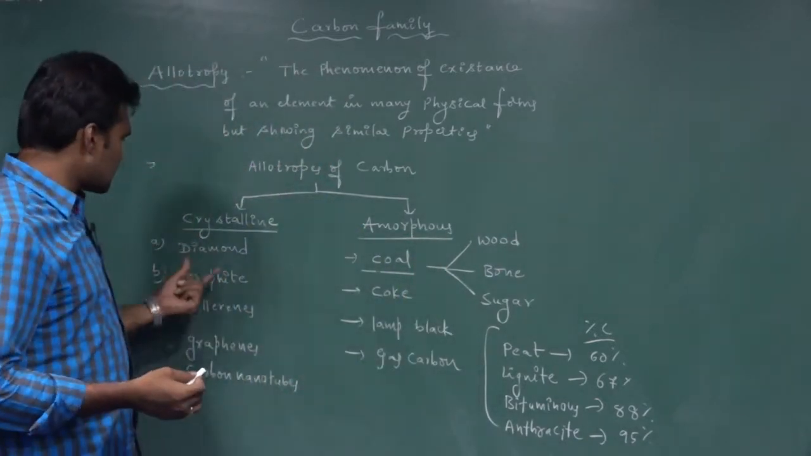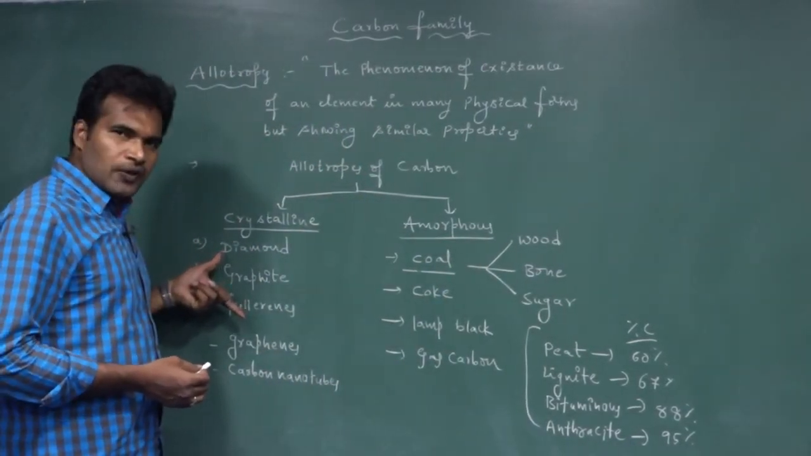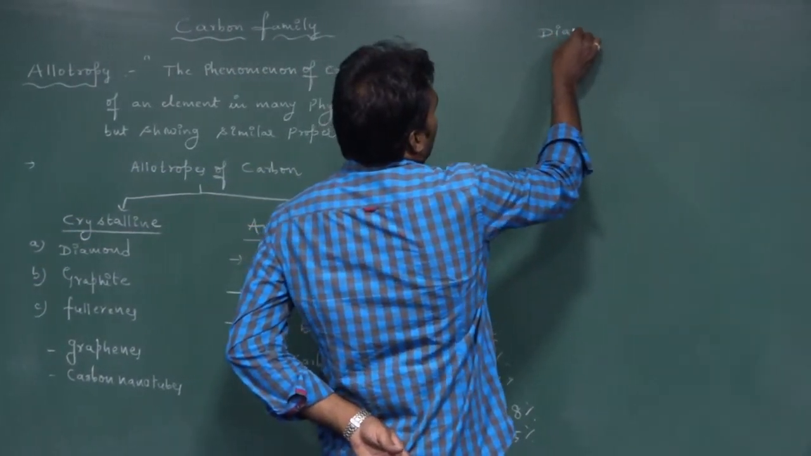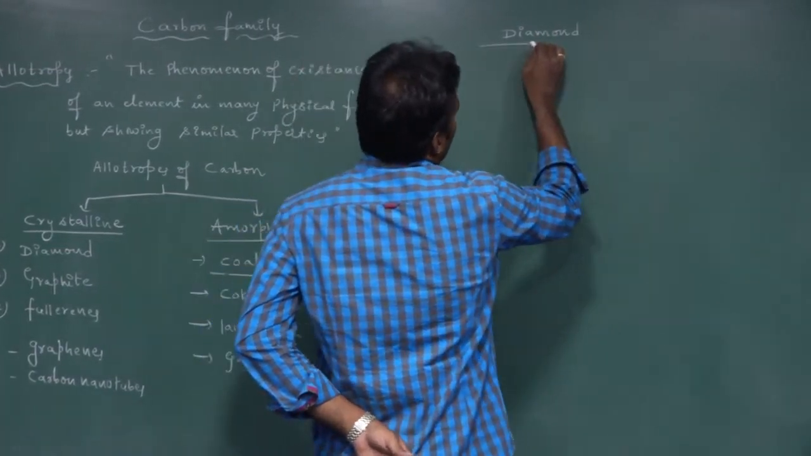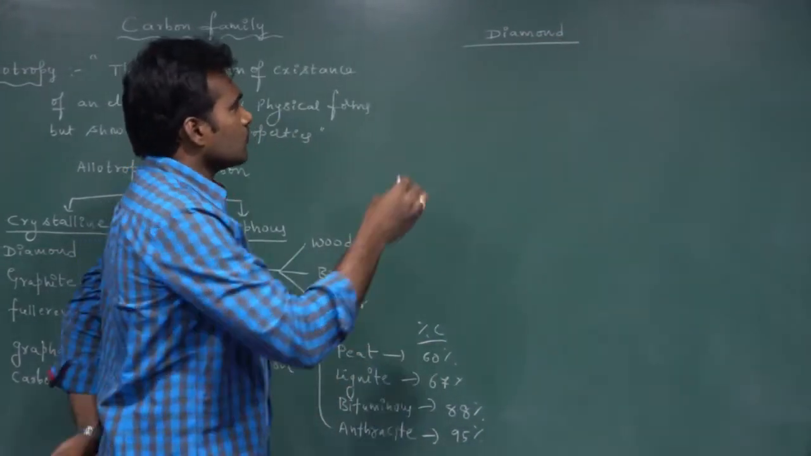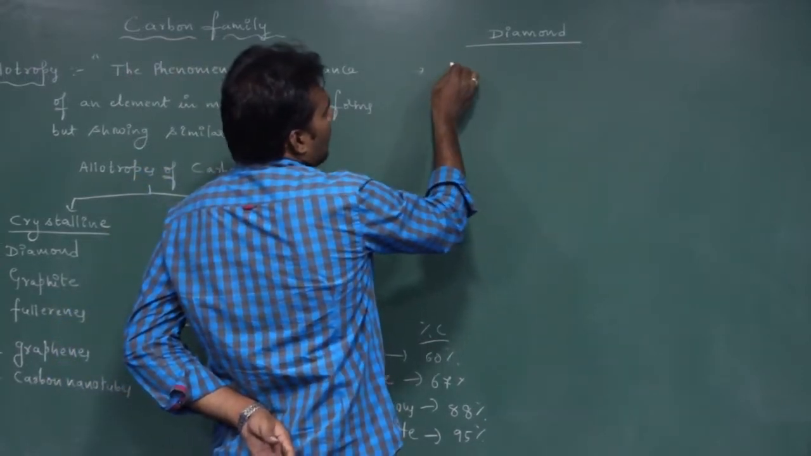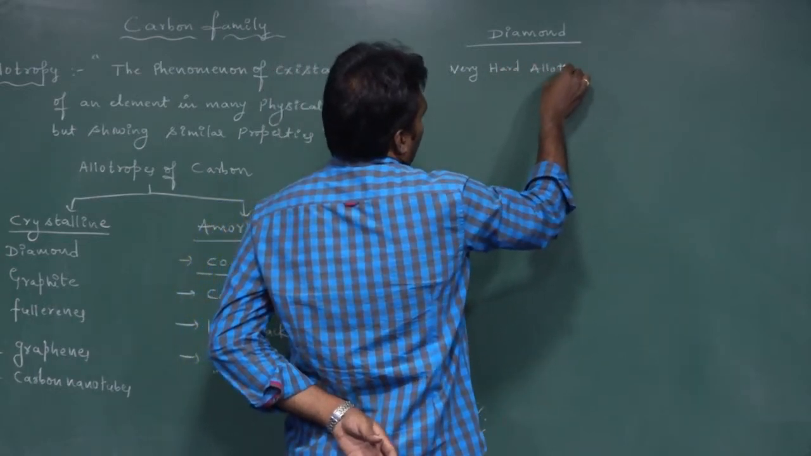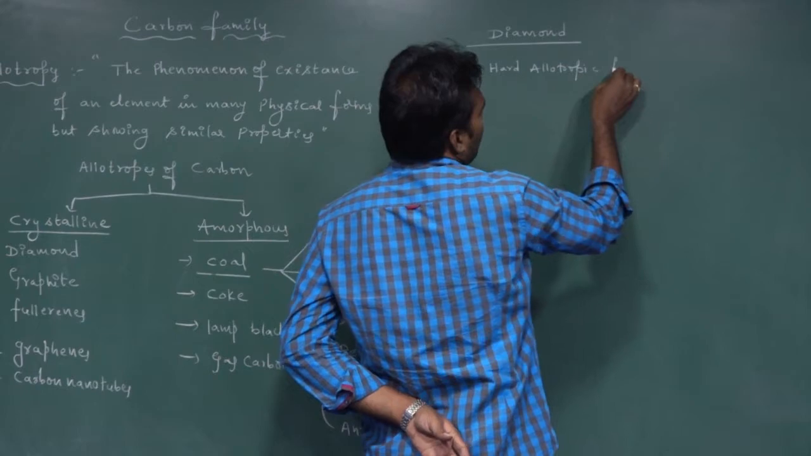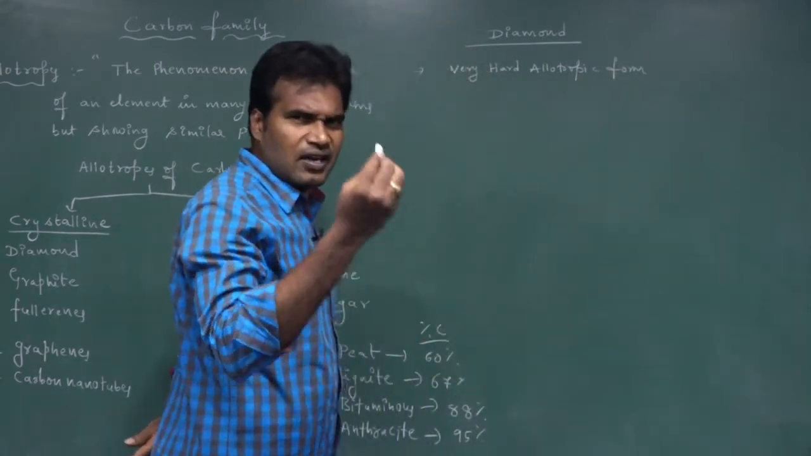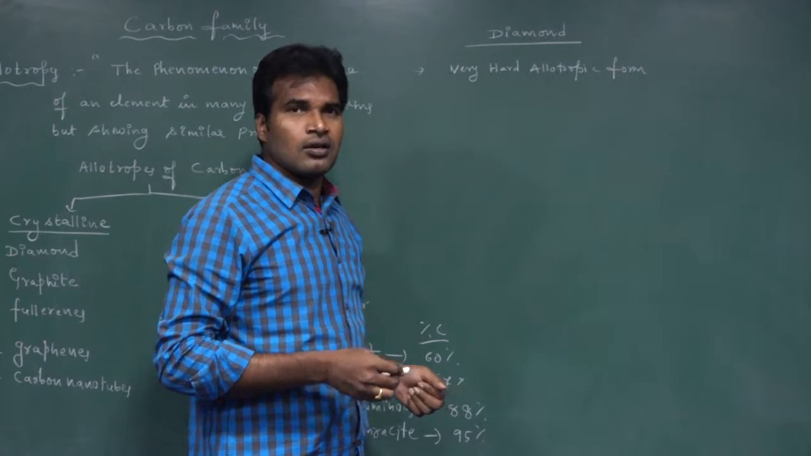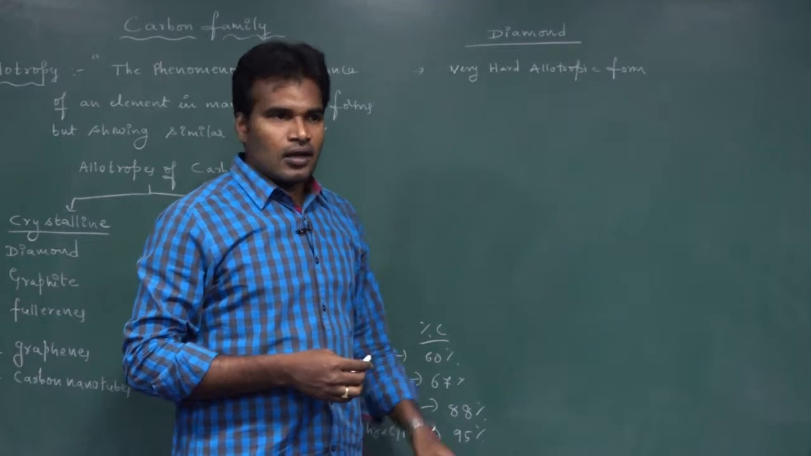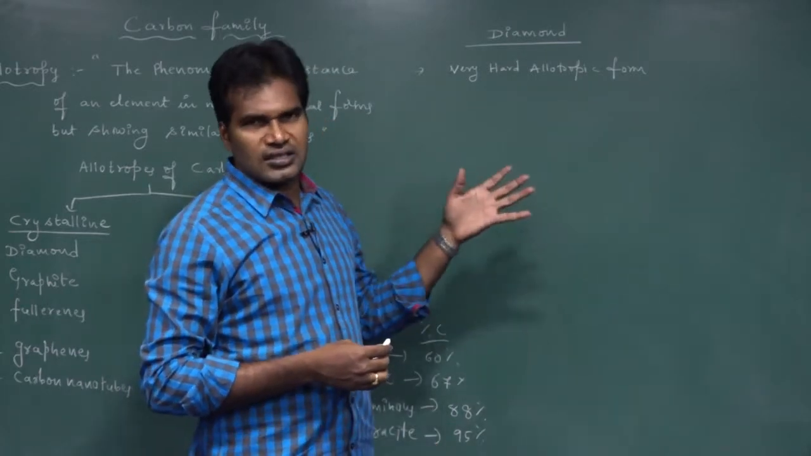Now let us discuss the three main crystalline allotropic forms in detail. The first one, diamond. Yes, diamond is a very hard allotropic form of carbon. It is the hardest one. Because of this hardest nature, we use diamond to cut very hard materials like rocks, and for cutting tools. So these are some uses of diamond.